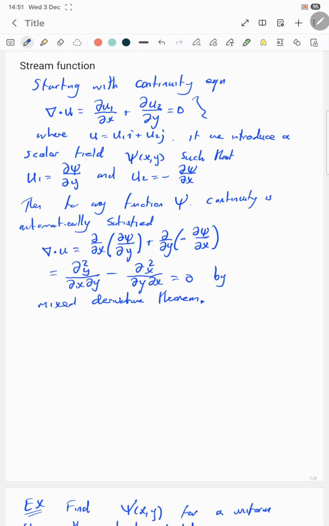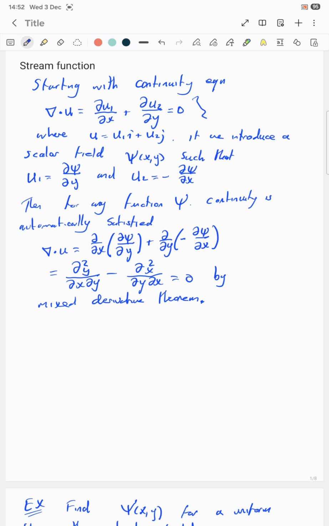The derivatives of u1 with respect to x and u2 with respect to y are partial derivatives, which equals 0. It's continuity, meaning basically that everything must go somewhere. Well, anyway, u equals u1 i plus u2 j, which are our unit vector components i and j. So these are Cartesian coordinates.